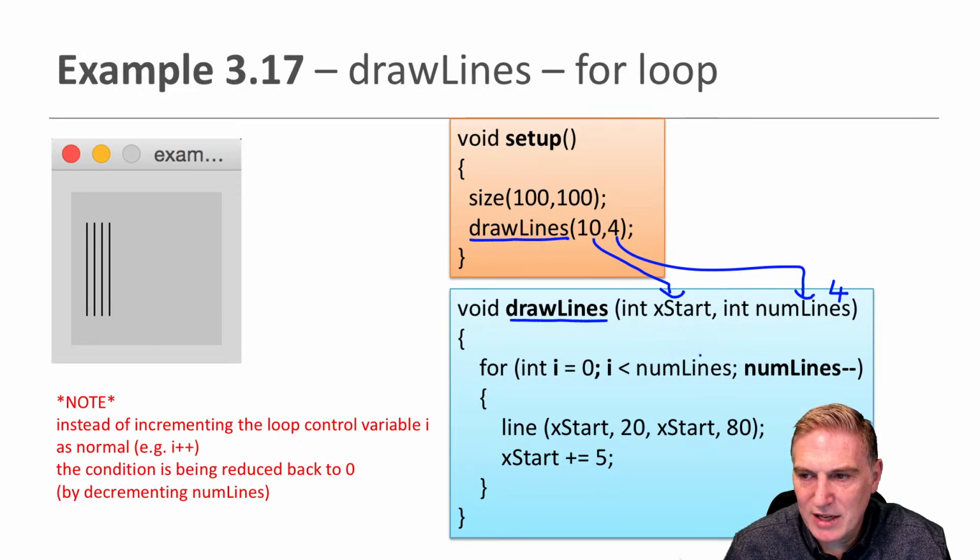So we're going initially for i is less than 4. So we're counting 4, 3, 2, 1. And that's the way we're going to count. Now, what do we do every time around the loop? Well, we draw a line. This is where we draw the line. And xstart += 5. Instead of incrementing the loop counter variable i as normal, the condition is being reduced back to 0 by decrementing numLines.